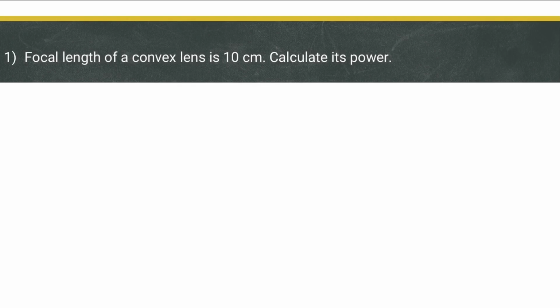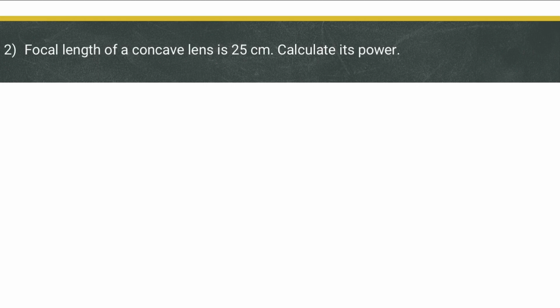The focal length of convex lens is 10 centimeter. Calculate its power. So power is 100 upon f in diopter. Focal length is 10 centimeter. So we can say P is equal to plus 10 diopter. Why plus? Because the lens is convex, and for a convex lens focal length is positive.